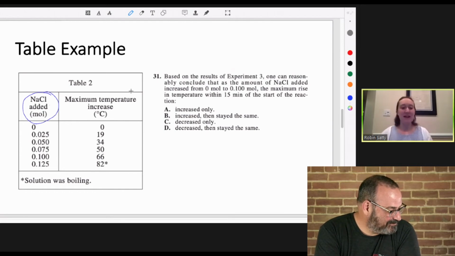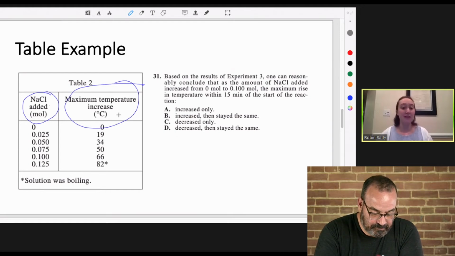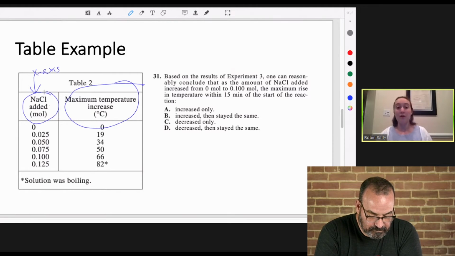So column title. It might be helpful to know that in a table that looks like this, very often the first column will be the equivalent of your x-axis on a graph, or your independent variable, or your input, and the second column is very often your y-axis, or your output, or your dependent variable. You don't need to know that information, but it's helpful and it can make it a lot easier.